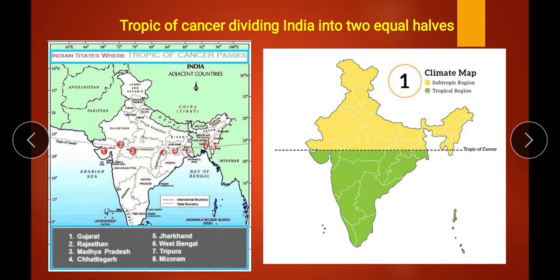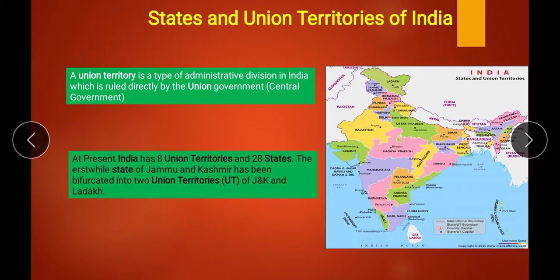8 states of India. Now here we discuss about the state and the union territories. In present time in India has 8 union territories and 28 states. The erstwhile state of Jammu and Kashmir has been bifurcated into 2 union territories of Jammu and Kashmir and Ladakh.